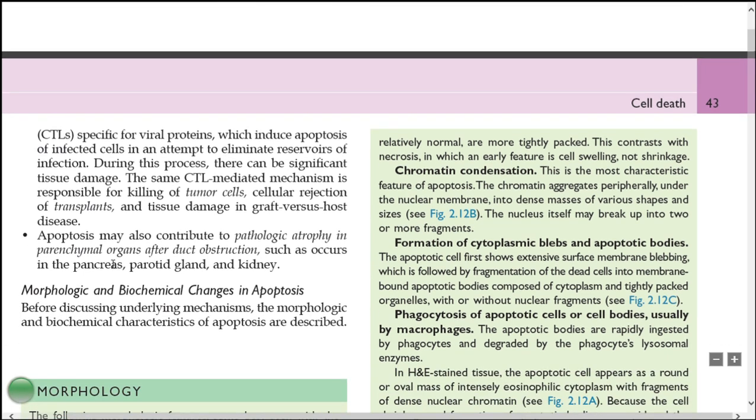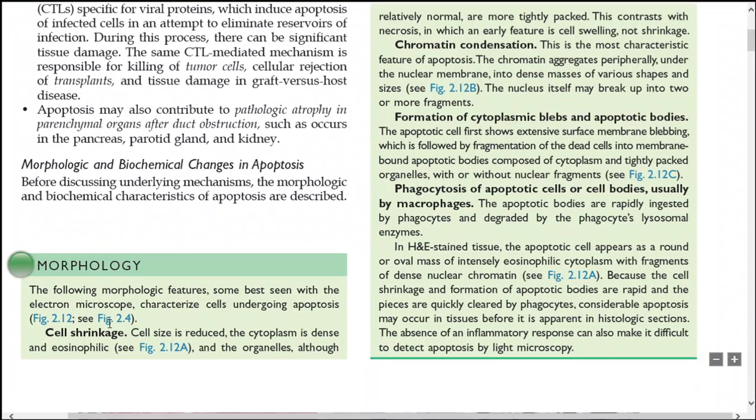Apoptosis may also contribute to pathologic atrophy in parenchymal organs after duct obstruction. For example, if the pancreatic duct is obstructed, then pathologic atrophy takes place in the pancreas. Similarly, if any duct is obstructed in the parotid gland and kidney, then their atrophy also takes place, which is pathologic atrophy. Now let us see some morphological features when a cell undergoes apoptosis.